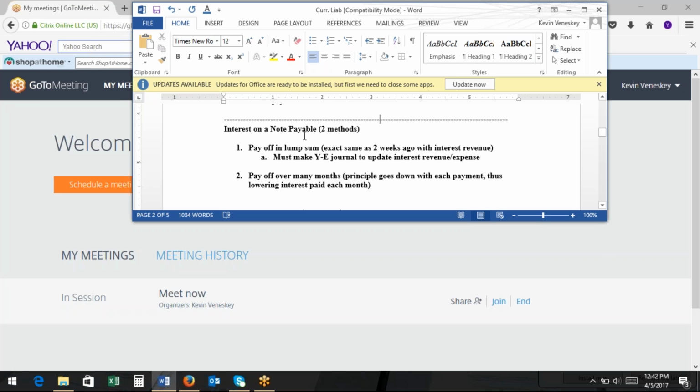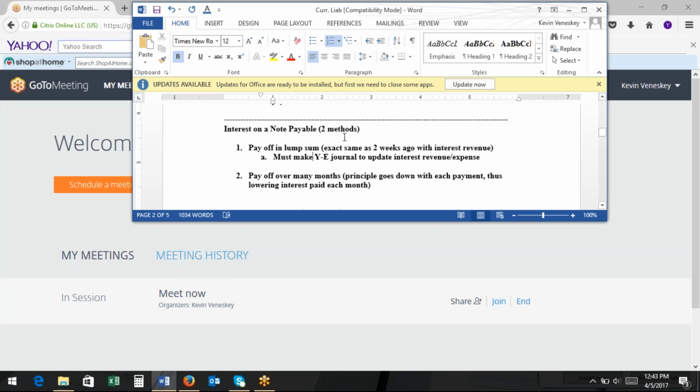Well, we're going to take that a step further by looking at it from the opposite point of view. We did it from the receiving point of view, whereas now I am the one giving the note. Our company has to pay back money, and we can do it in one of two ways. We can do it like we have in the past, where we pay it off in one lump sum. When we do that, we need to make a year-end journal entry to show how much interest revenue, or in our case, expense, had occurred.